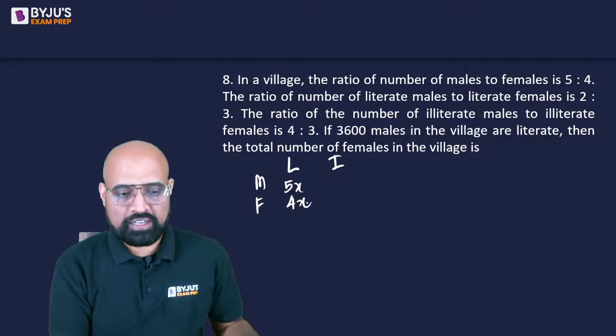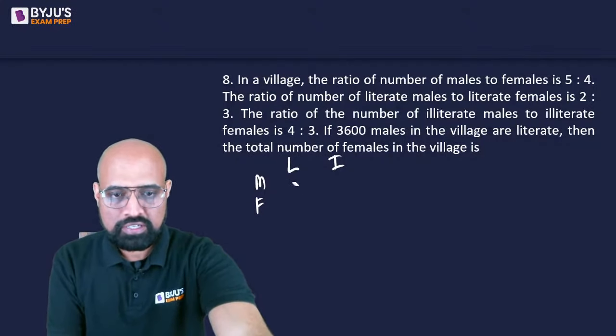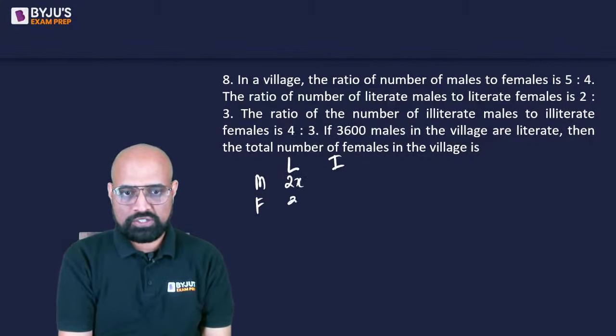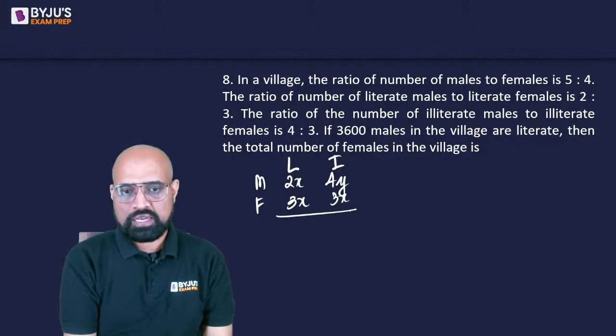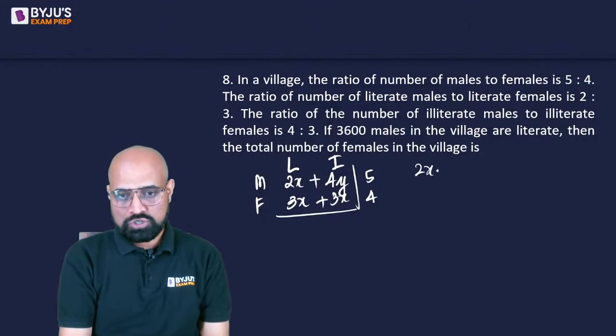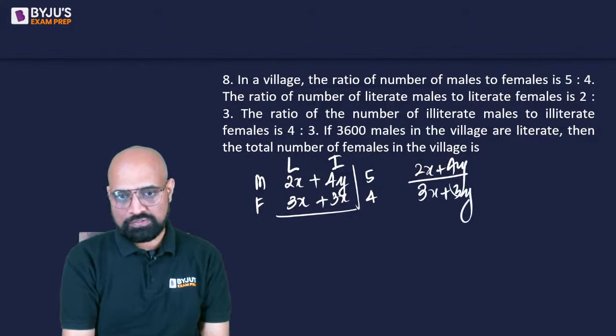Sorry, no, that is the total. Sorry. So this is 2x and 3x. This is 4y and 3y. And total male we have is 5 and this is 4. So the ratio is 5:4. So 2x plus 4y divided by 3x plus 3y is equal to 5 upon 4.